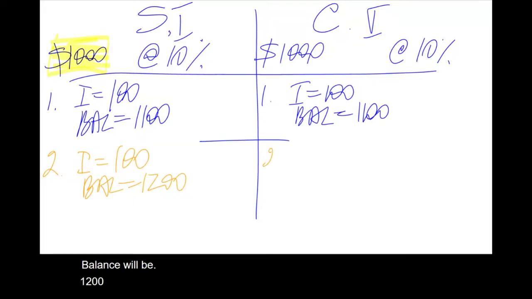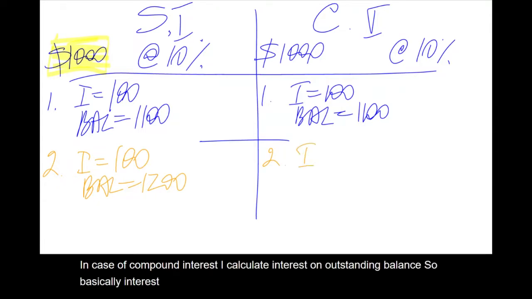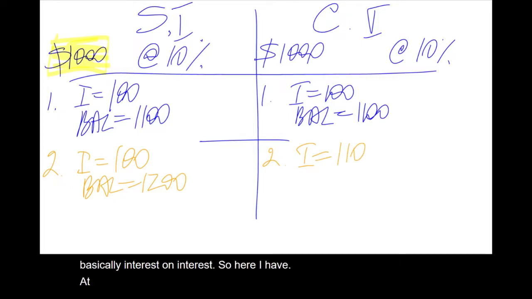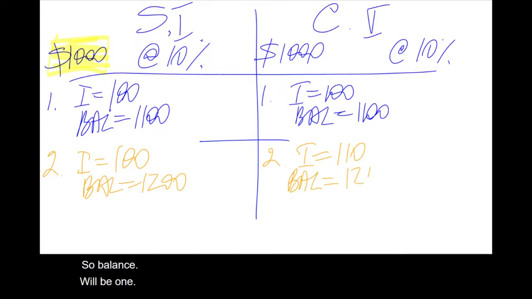In case of compound interest, I calculate interest on outstanding balance, so basically interest on interest. So here I have $110. So balance will be what? This. Understand, guys?